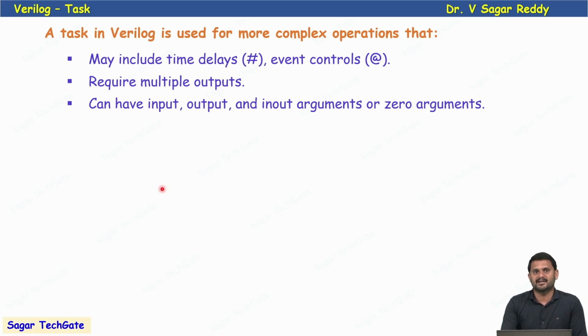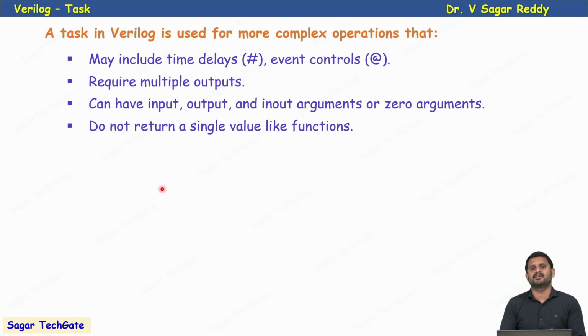A task can have input, output, in-out arguments, or sometimes zero arguments also. Clear? So a function has only input arguments, whereas a task has input, output, and in-out arguments. Sometimes you won't give any argument at all. A task does not return a single value like a function. It won't return anything like a function. For example, if we expect multiple outputs, then we declare them as outputs. I'll show one example, then you can understand.